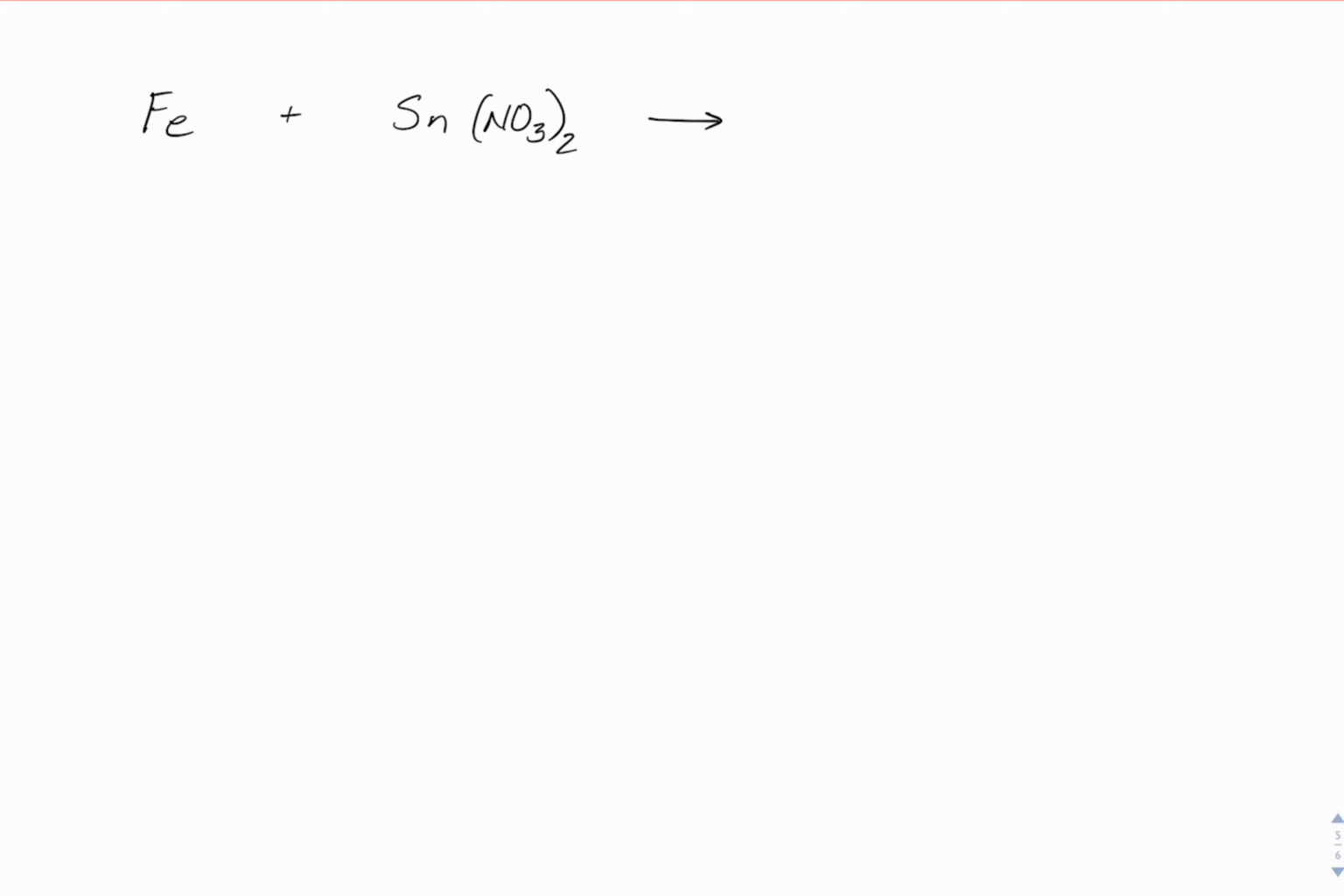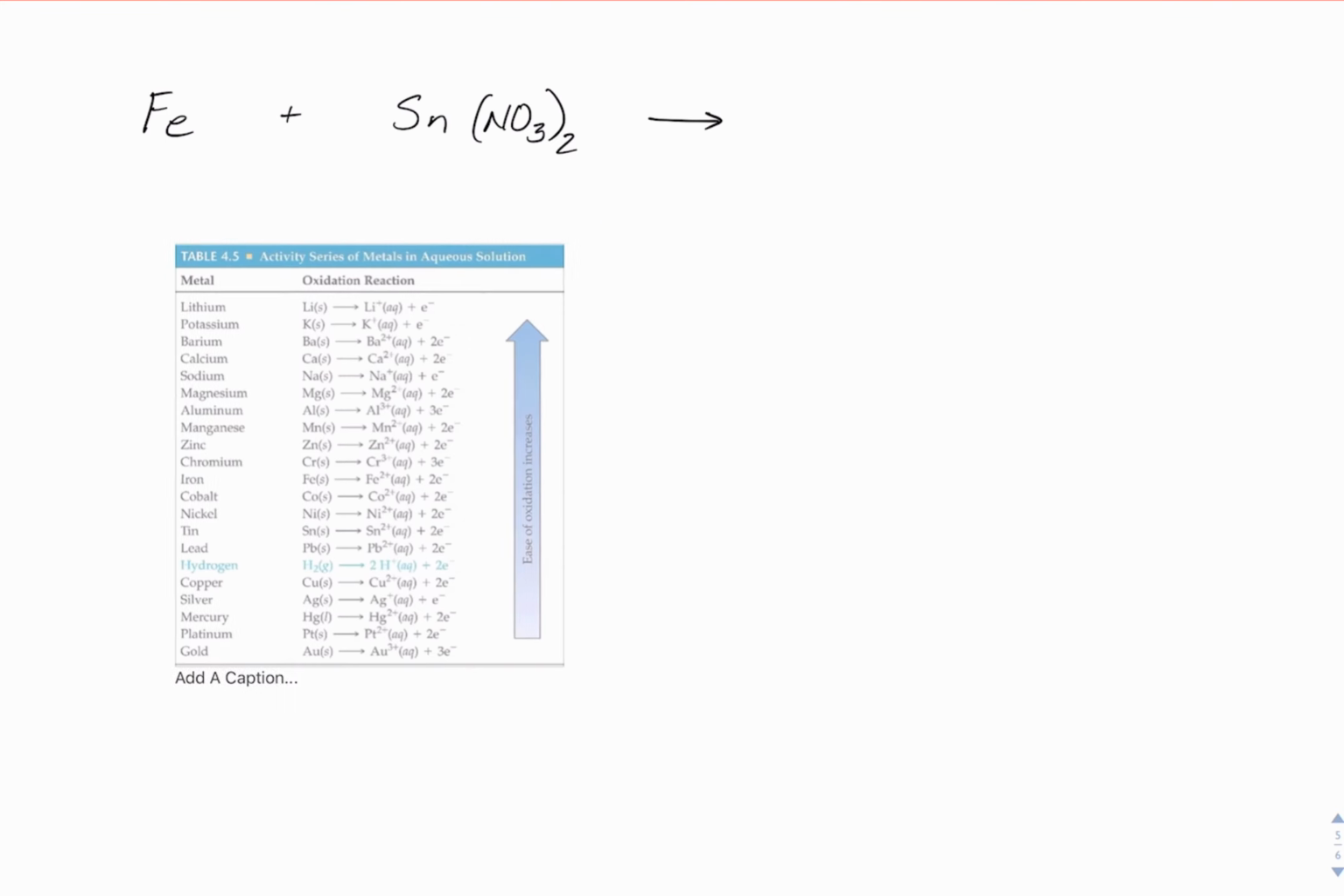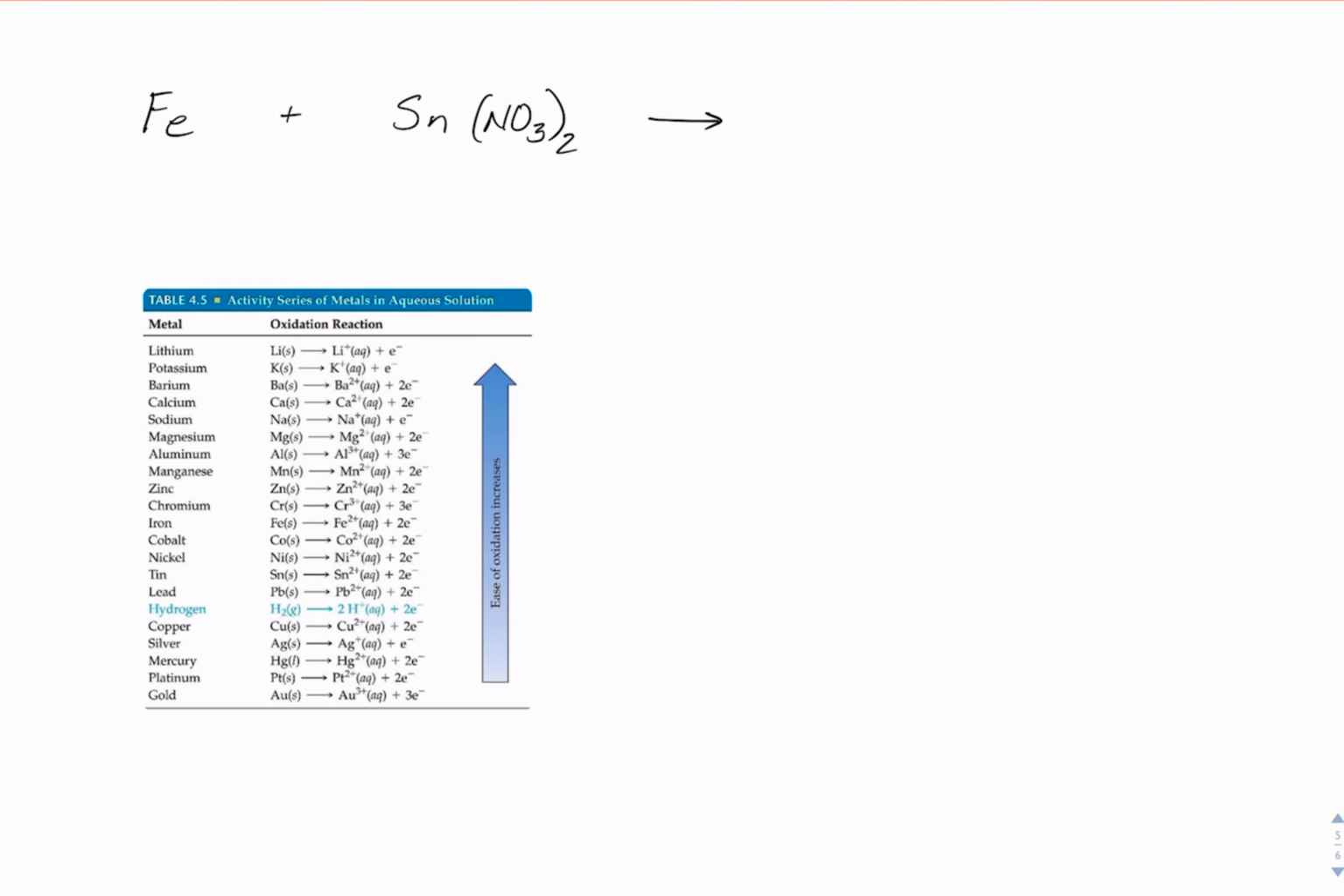So let's determine if this reaction will actually proceed forward, and if it will, we'll figure out what its products will be. So let's find iron on here. So iron is right here. Tin, Sn, is right here. Oh, it's below iron. So yes, this reaction will proceed. And let's look to make sure that we know what charge iron will become, and it's Fe2 plus. So we'll do Fe, it's 2 plus.